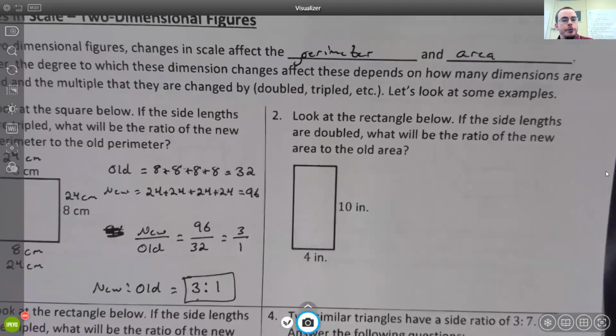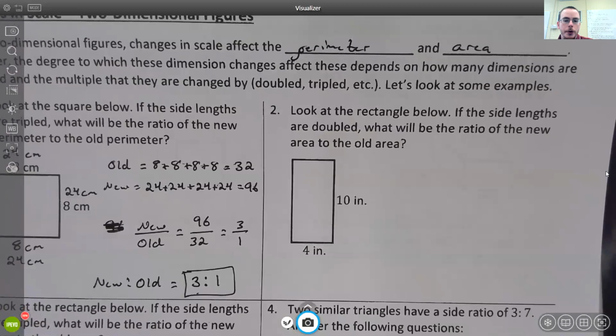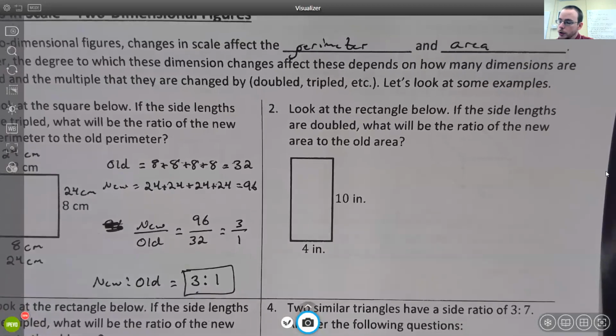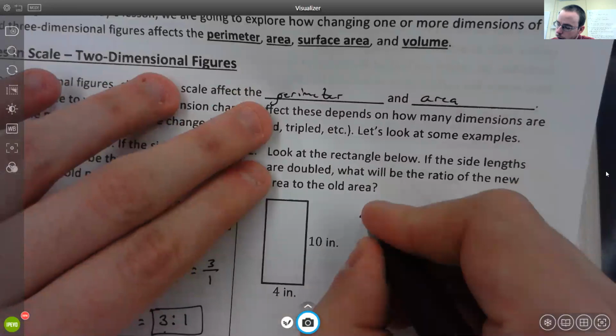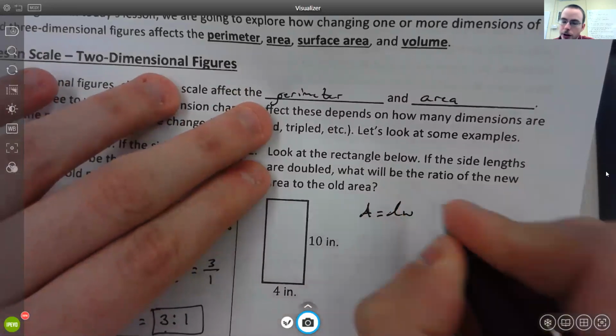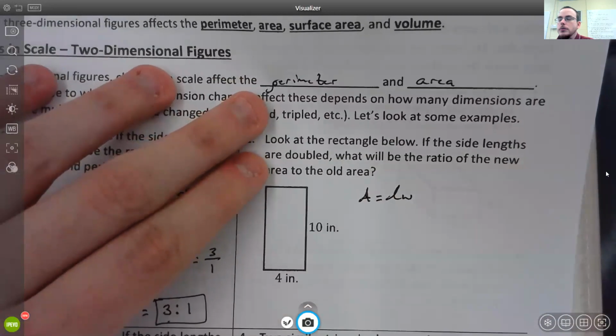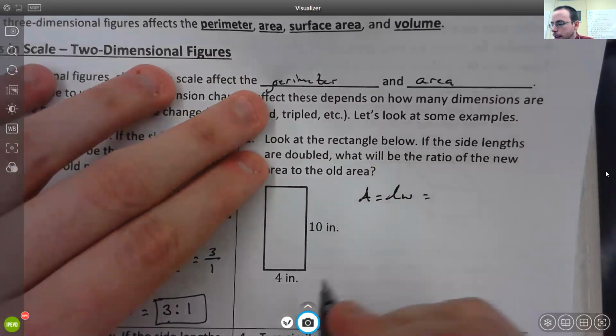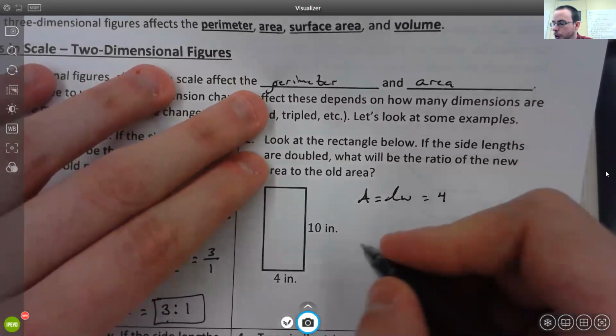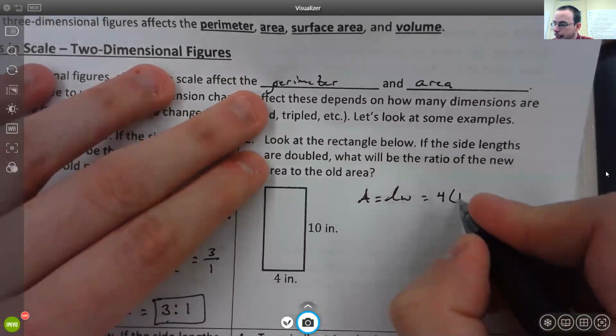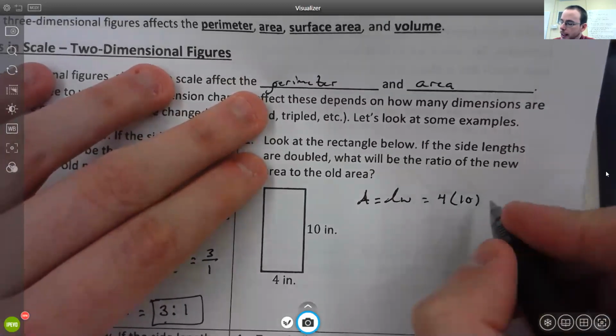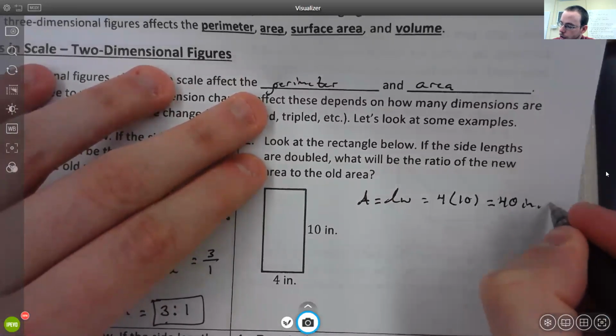Now let's look at number 2. Number 2 says, look at the rectangle below. If the side lengths are doubled, what will be the ratio of the new area to the old area? So how do we determine the area of a rectangle? Well, according to the formula sheet, the area is equal to the length times the width. In this case, our length is 10 and your width is 4. 4 times 10 gives you 40 inches squared.